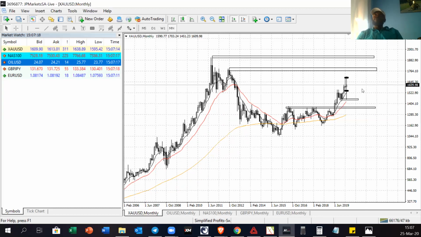You basically need to give the trade room to breathe, because even though it might end up here next month, we don't know what's going to happen on the way. It could come back all the way down and then maybe range here and then go up.